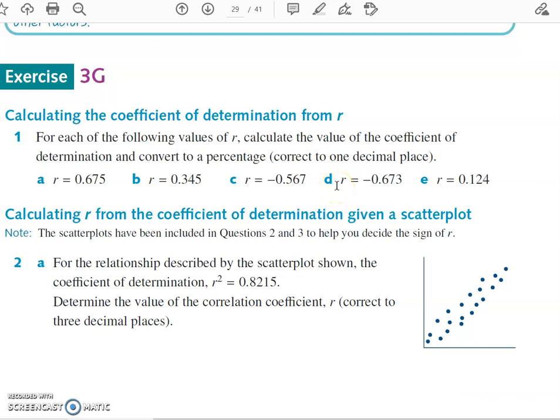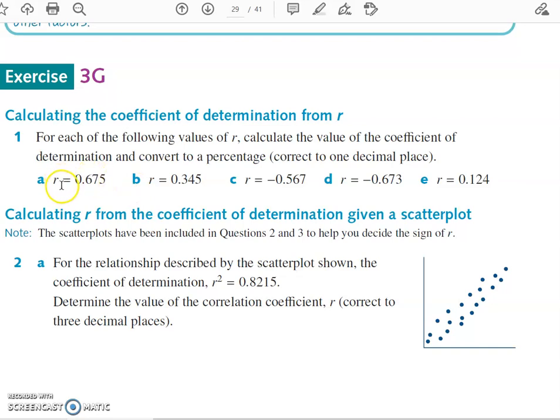This is for exercise 3G, which is calculating R squared using R. Again, we'll just talk through the questions one by one. The first thing you see is a bunch of R values, both positive and negative, some weak and some stronger. But how do you calculate R squared from R?